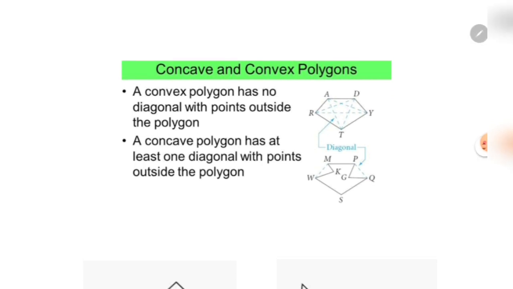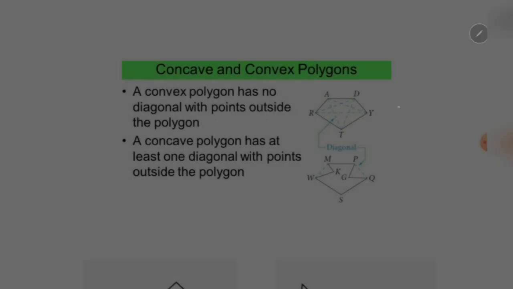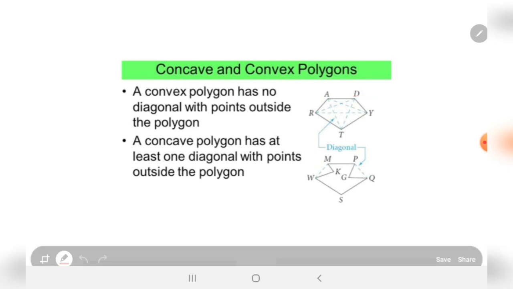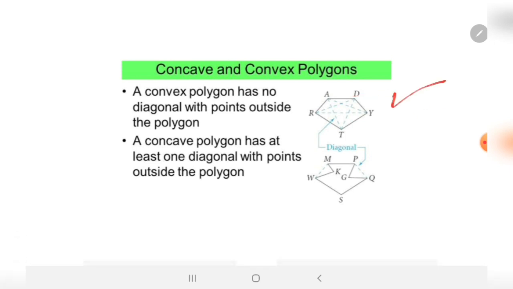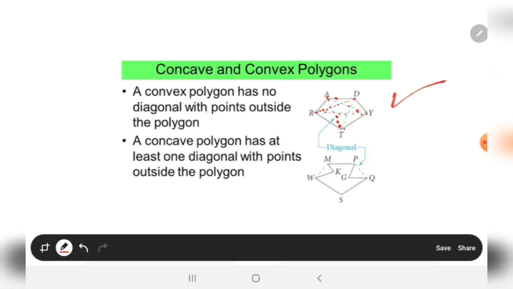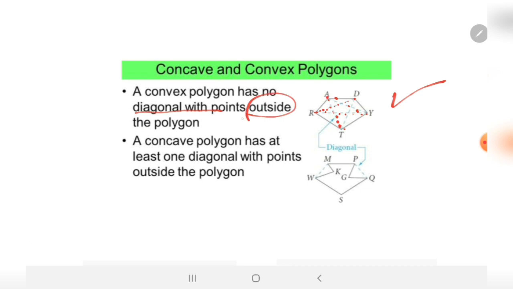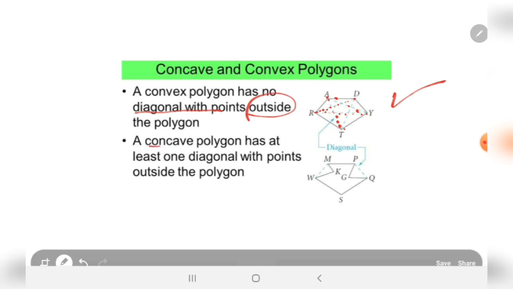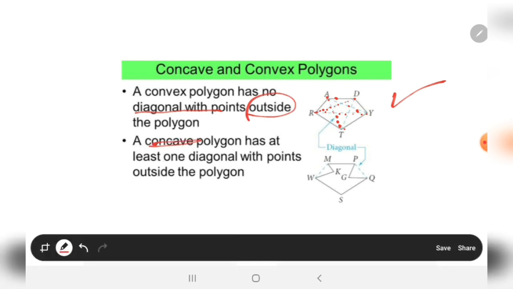Now we have 2 kinds of polygons, concave and convex. A convex polygon has no diagonal with points outside the polygon. If we draw, for example, in here, this is a perfect convex, because if we connect one corner to another corner, then that is a diagonal. And in the convex, no diagonal is on the outside.